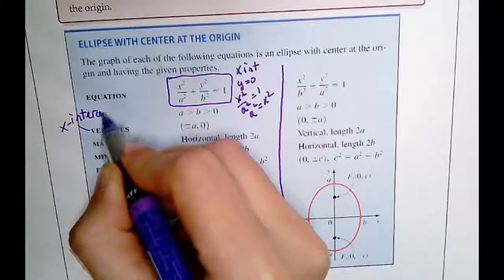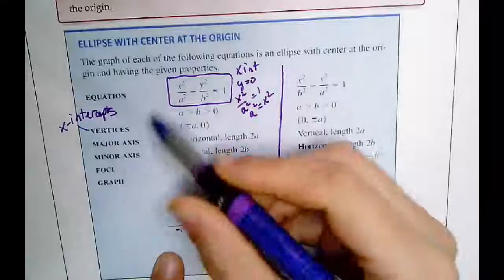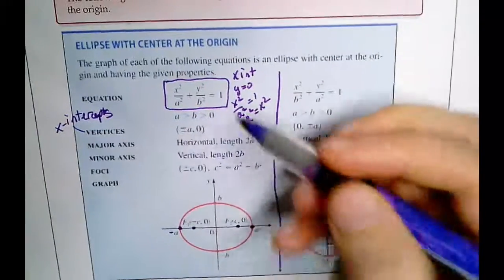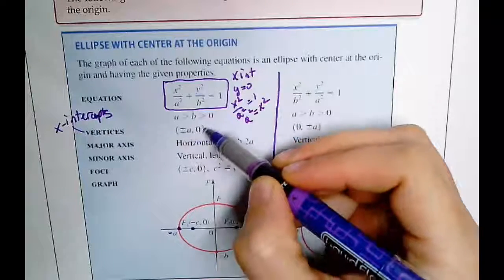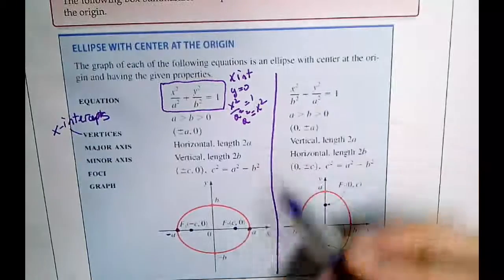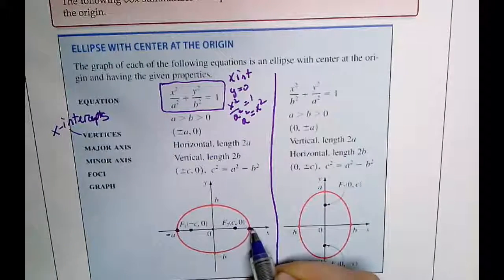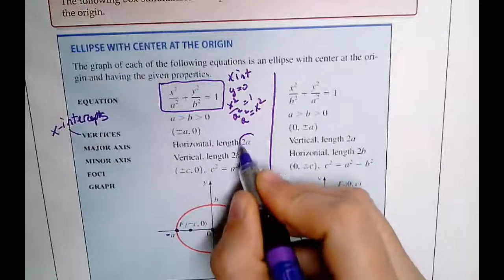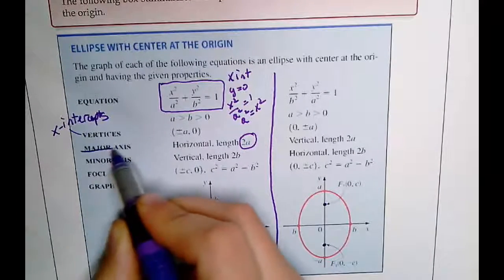So there's a lot of terminology that comes in with an ellipse. So the vertices are just plus or minus a and 0. Then the horizontal, so if a is an x-intercept, that means the distance from the origin to a is a, and then the distance from the origin to negative a is also a. So the distance between the vertices is 2a, and that is called the major axis.